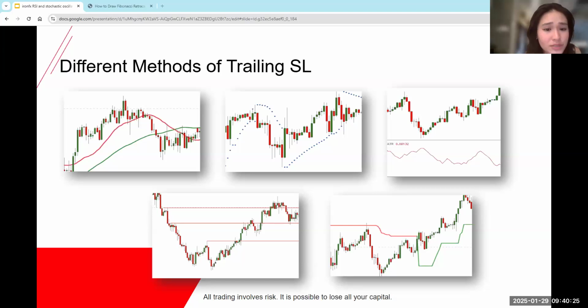We'll go through a couple of these today. Firstly is the moving average indicator. Secondly is parabolic SAR, chandelier, and ATR, support and resistance levels, and also a combination of these methods. So when it comes to using your journal, you can feel free to use these different types of stop loss and then jot down which works best for you, especially when you're first starting out.